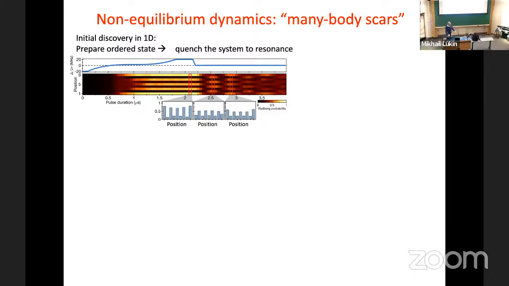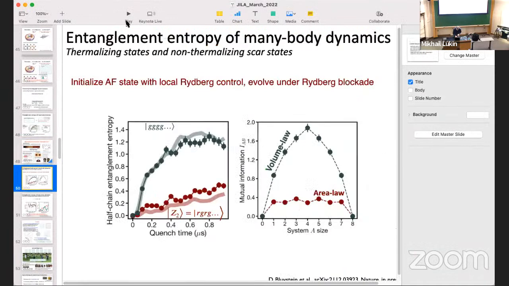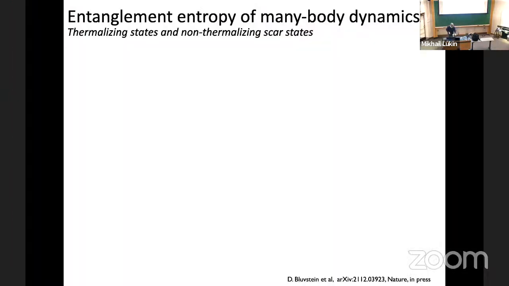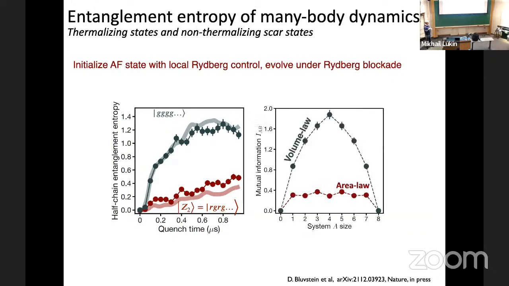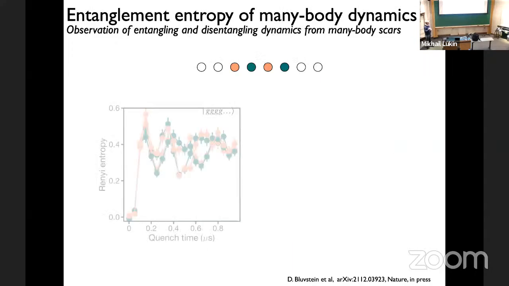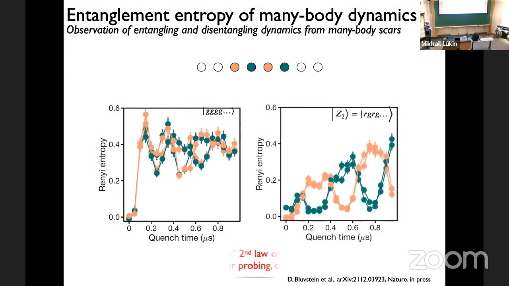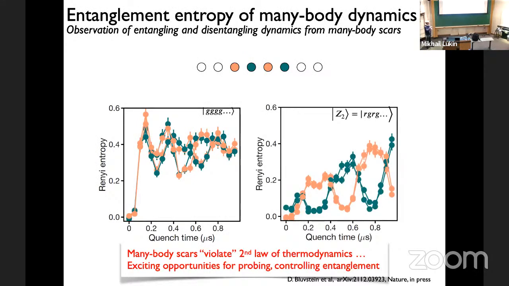For example, you could just make measurements like this. You can see that if you start with different initial states, this half-chain entropy grows very differently. Some states thermalize much, much slower. In fact, some of them are area law, while others are volume law. You can also study Renyi entropy of the sublattices and so on. So you can see that there are some states which violate the second law of thermodynamics, at least for some time. Stuff like that you can explore.